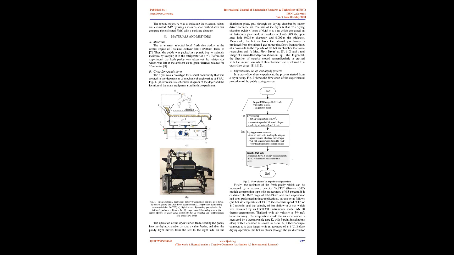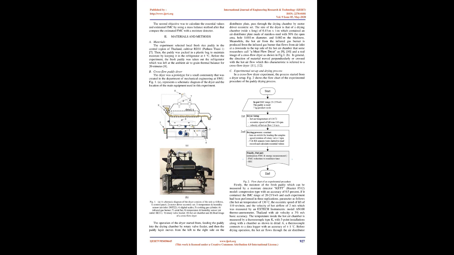6. Infrared gas burner. 7. Axial fan. 8. Temperature and humidity sensor, air outlet, EE31. 9. Rotary valve feeder. 10. Hot air chamber. And Fig. 1B, a real image of a cross-flow dryer.